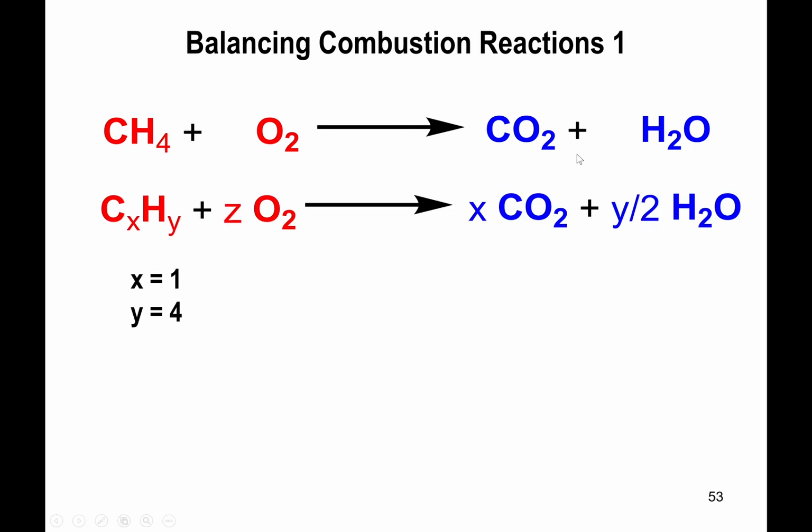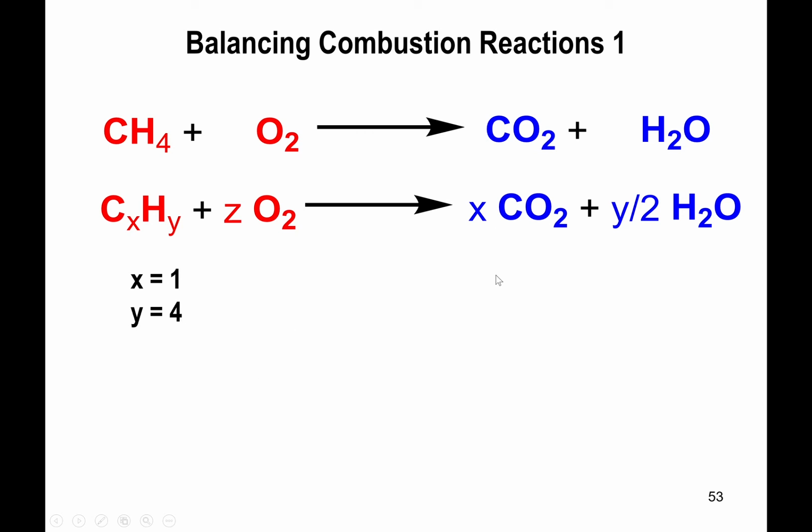Now, if you look at the balancing that we did before in algebraic form, the amount of carbon is equal to x. The amount of hydrogen is equal to y in the hydrocarbon. So x has to be equal to 1, y has to be equal to 4. We know that for the balancing equation here, 2x plus y over 2 oxygens has to equal 2z oxygens on the left side. But notice this, we know that x is 1, so we already know the balancing coefficient of CO2.